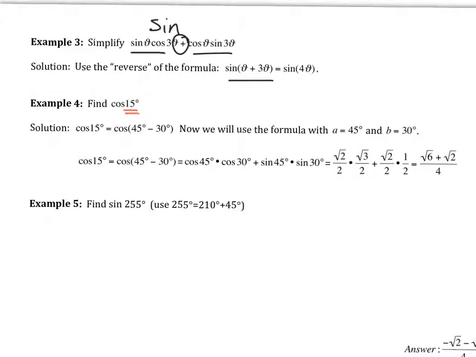Does that make sense? A lot of that unit circle stuff we have to kind of remember how to do. So here's an example that we'll do together. We've got sine of 255. So that's 210 plus 45. Does anybody see another way to get 255?